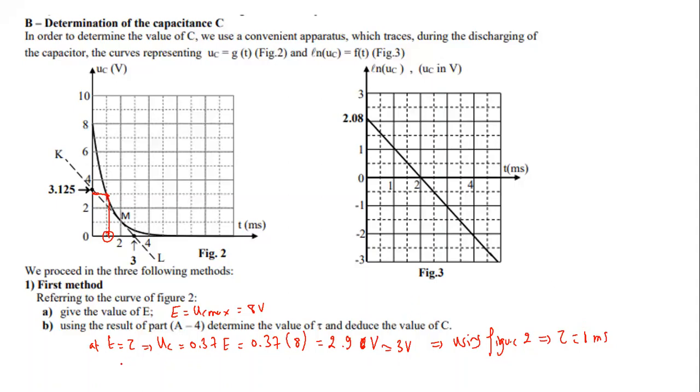Now we continue and deduce the value of C. We know that tau is equal to R times C, and we have the resistance equal to 10 to the power 3 ohm. So this means C equals tau over R, which means 1 times 10 to the power minus 3, over 10 to the power 3, which means C equals 10 to the power minus 6 farad.